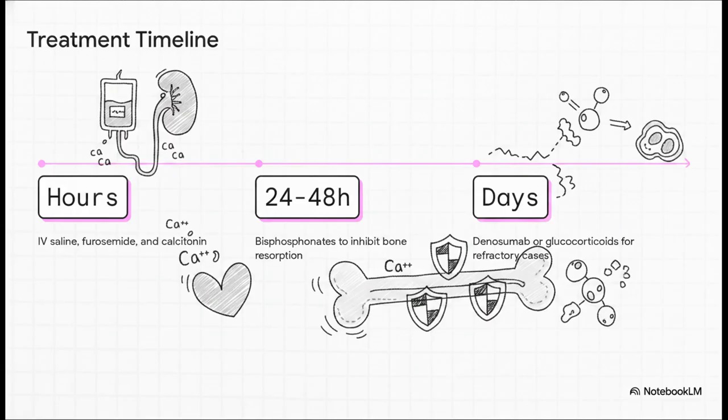At the exact same time, you can give calcitonin for a rapid drop in serum calcium. Then, over the next 24 to 48 hours, you initiate bisphosphonates to inhibit bone resorption, and that's what maintains calcium control for weeks. For the really tough refractory cases, you can layer on medications like denosumab or specific agents like glucocorticoids over the subsequent days.